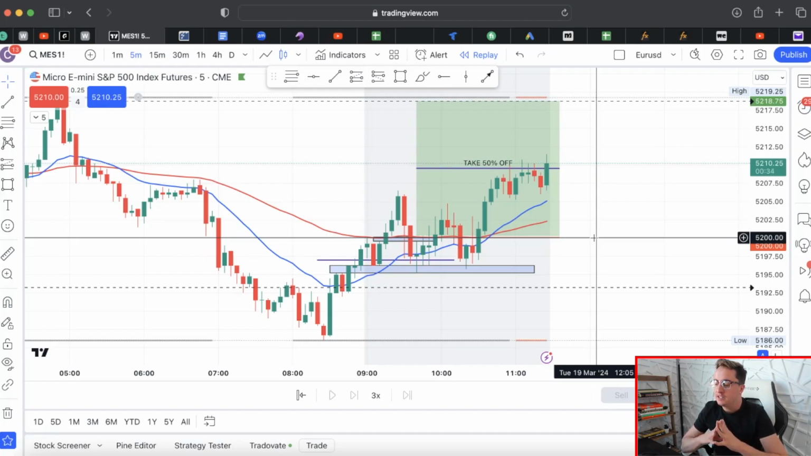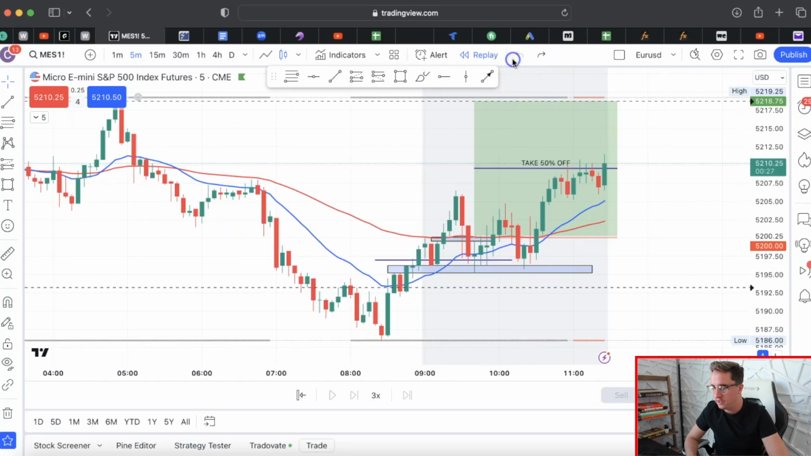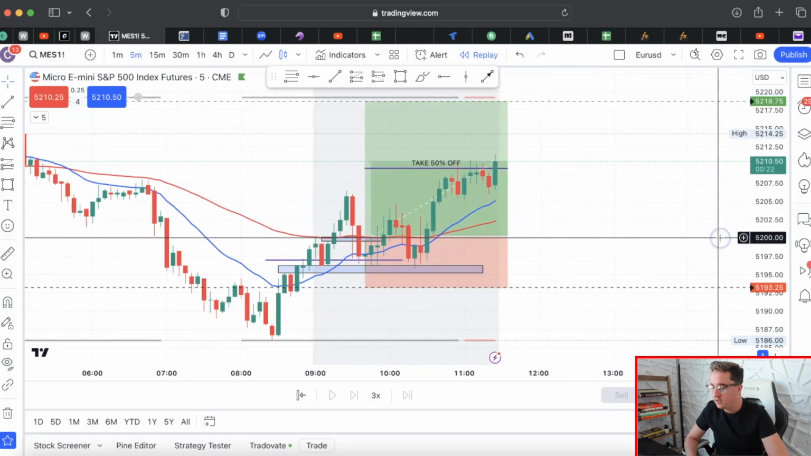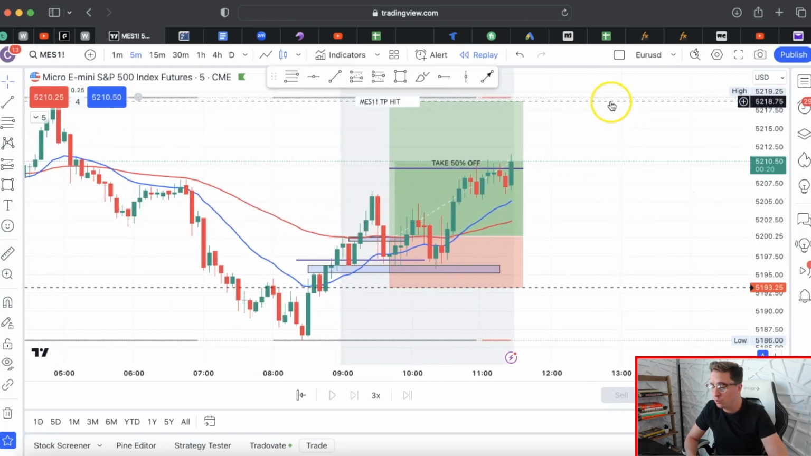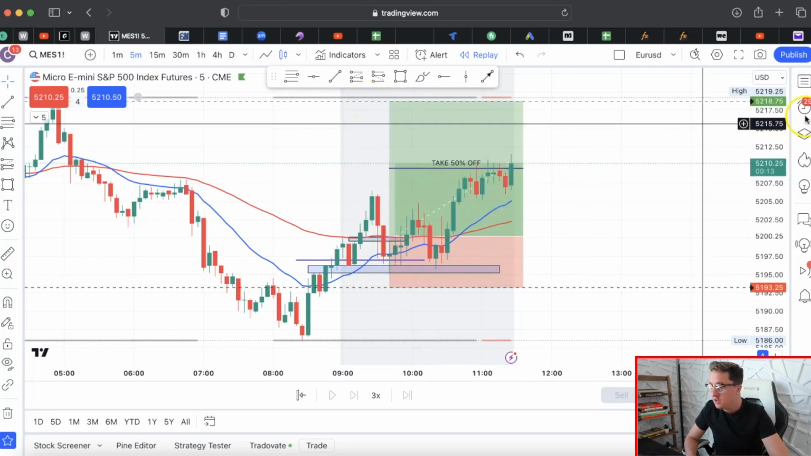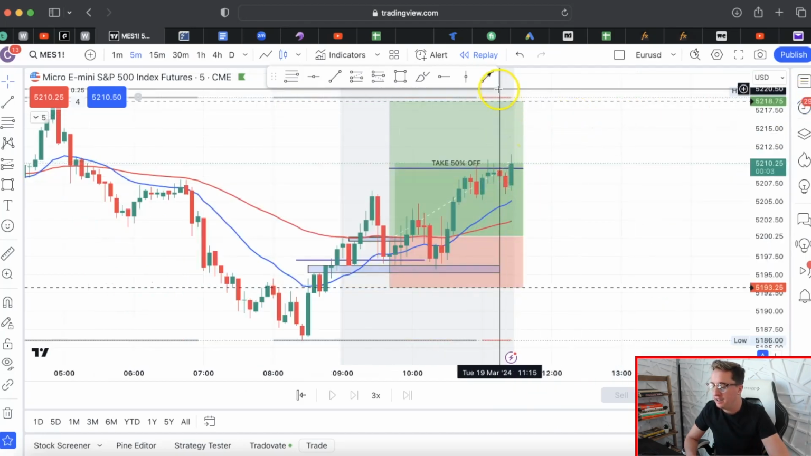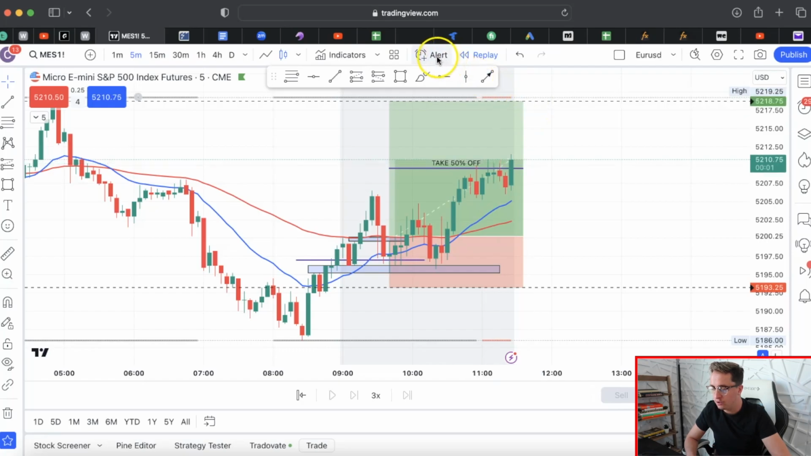Something that I have been doing, guys, that has really helped me out with my trading as well, is I've been setting these alerts. If I go back and show you where my stop loss was, it was down here. I have alerts set for where my TP is. You can see right here, TP hit, stop loss hit. I did have another alert right here for the 50% level, and you can see that it hit that level already.